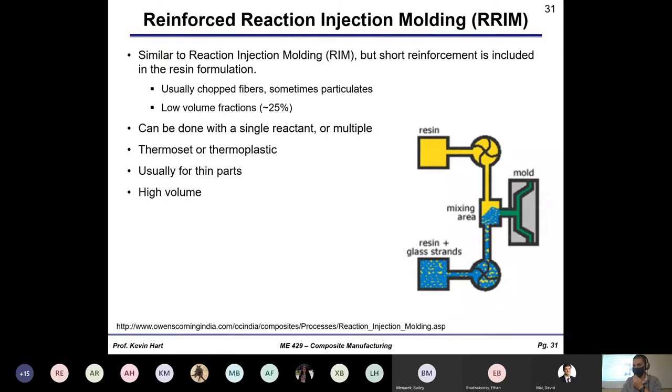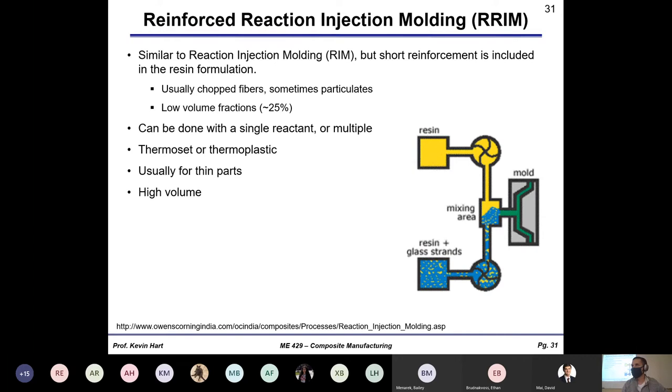Finally, I think this is the last one we talk about, is reinforced reaction injection molding. So we talked about reaction injection molding as the dry process, where you put all of your fabric into your mold, and then you inject the two-part resin into the closed mold. That all cures, you release your part, you're good to go. There's another way that this can be done, and that's called reinforced reaction injection molding.